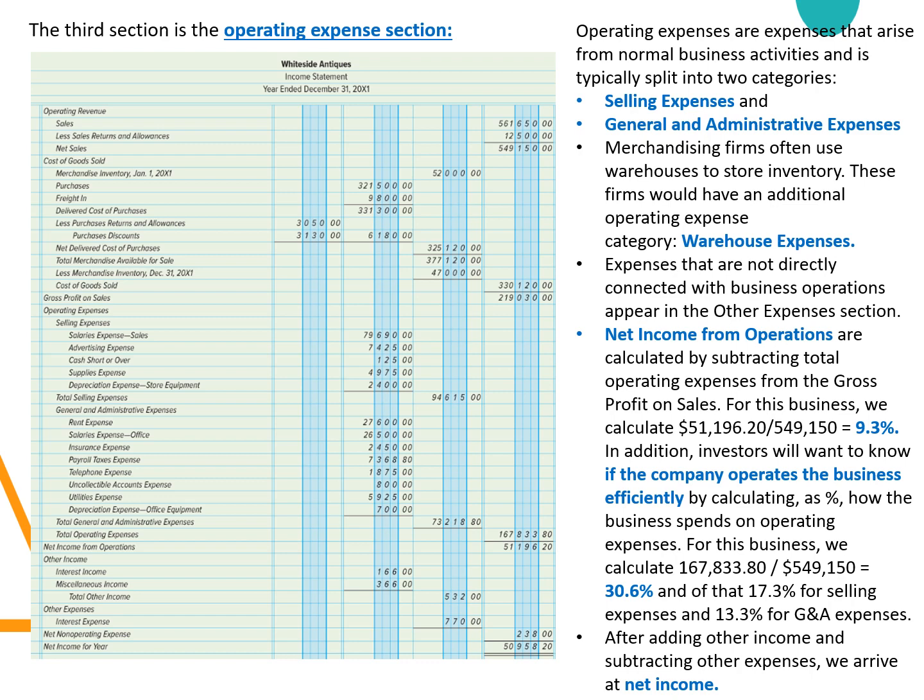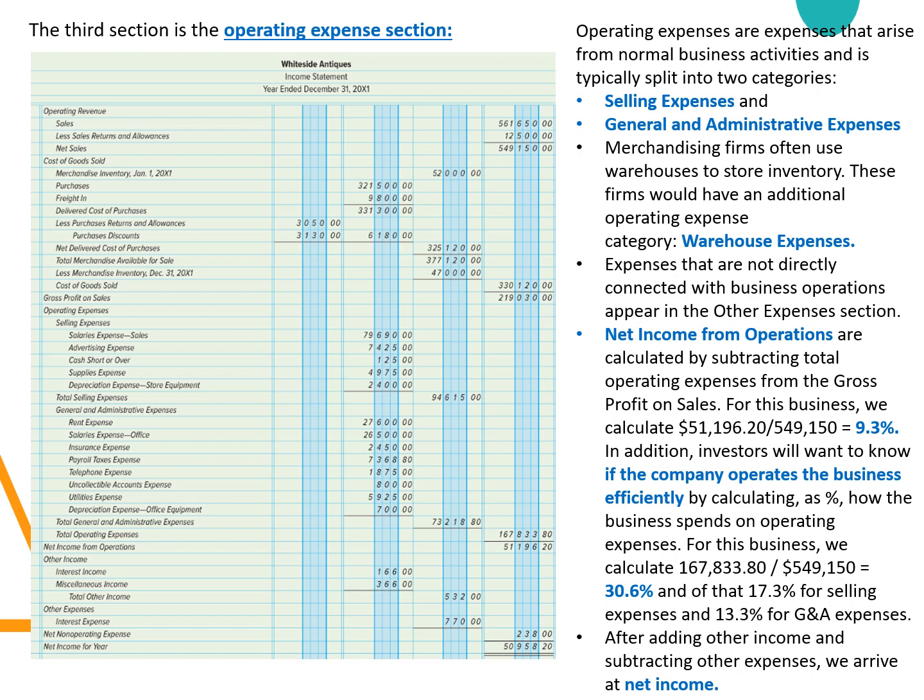Investors will want to know whether core functions are profitable and, as a percentage, how much is left from all sales dollars once all expenses are paid. For this business, we calculate net income from operations, $51,196.20, divided by net sales, $549,150, which equals 9.3%.